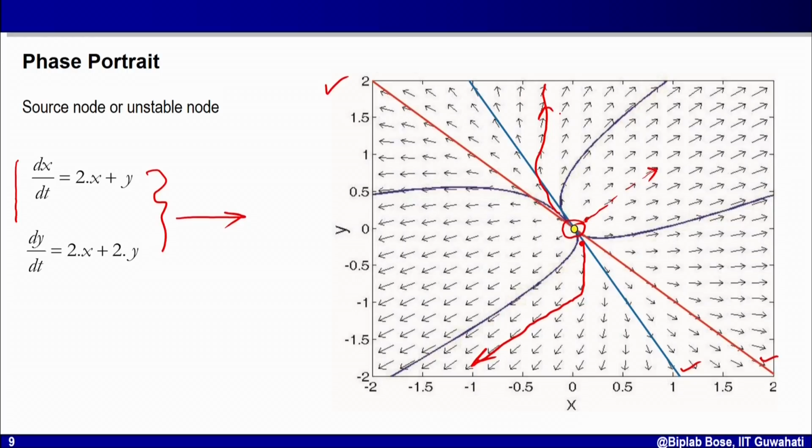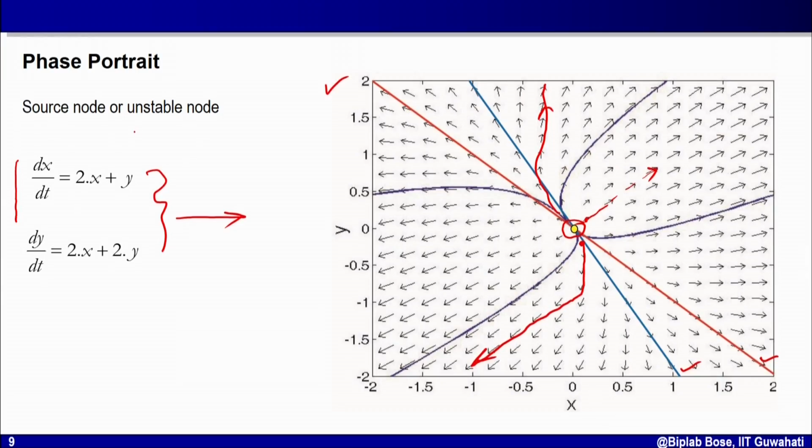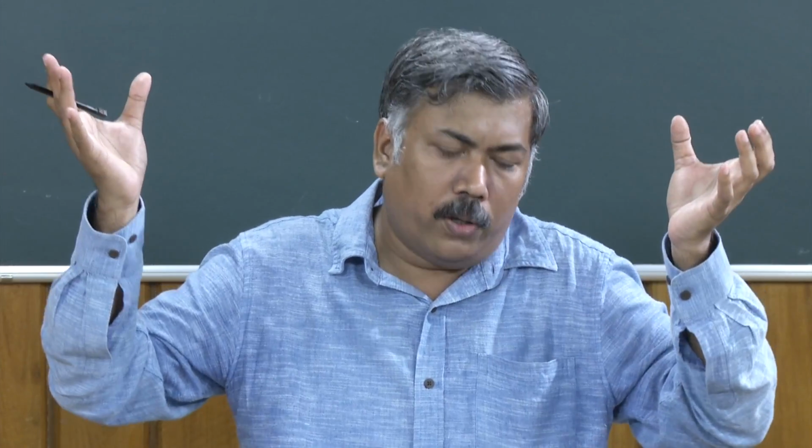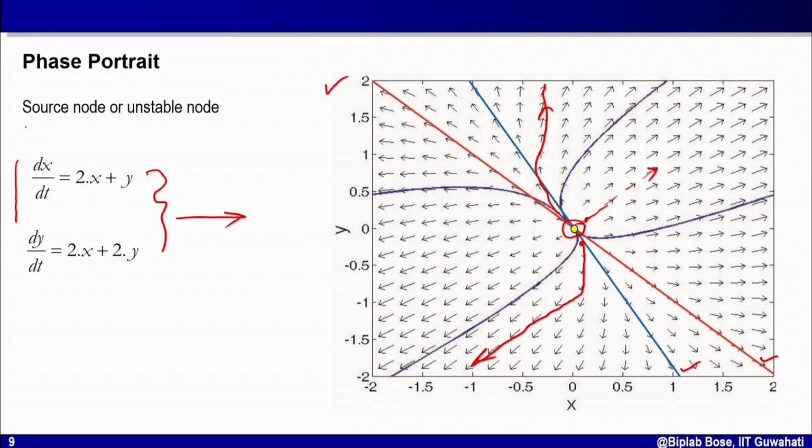You can easily see by observing these trajectories that if you are at this steady state at the intersection point of two null lines, you will stay there. But if you perturb the system slightly, the system will diverge away. It will move away asymptotically from this steady state. So this type of steady state is unstable, and it is like a source. It's from where all the trajectories are originating. That's why this type of steady state is called source node or unstable node.